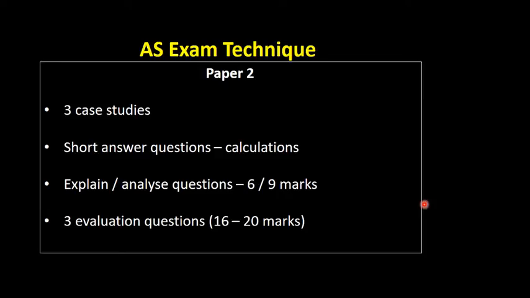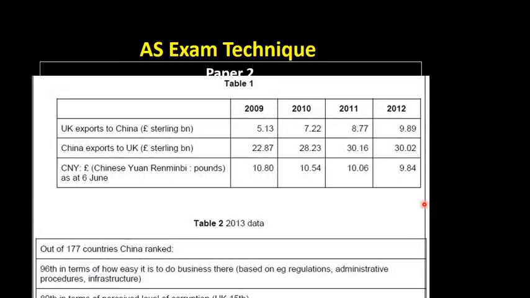Paper 2 is 3 case studies. No multiple choice in this exam. You will have some short answer questions, some calculations, then some explain, analyze type questions for each case study. And there are 3 evaluation questions which are worth between 16 and 20 marks. In the 2017 format, the first evaluation question was worth 20 marks, and then the following 2 case studies had evaluation questions at the end worth 16 marks.